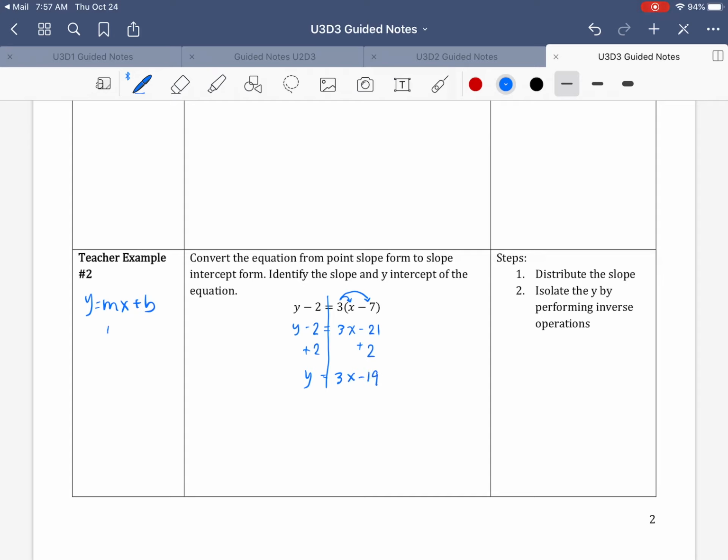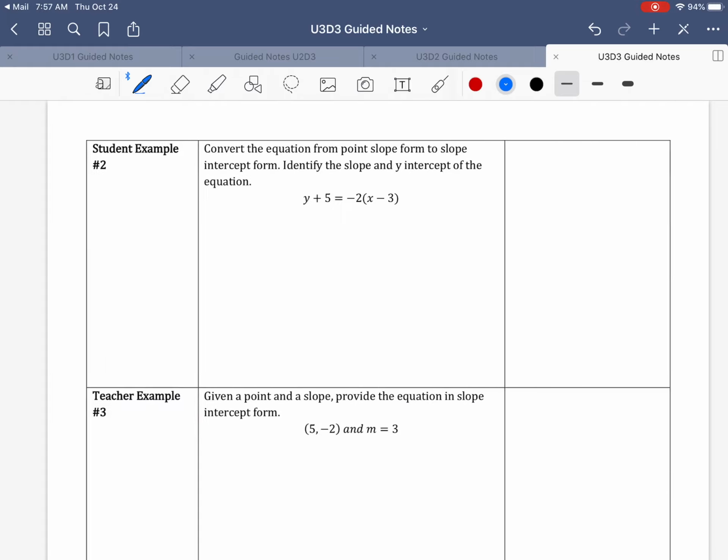Now we know that m is our slope, and b is our y-intercept. So here, m is going to equal 3, and b will be negative 19. And that's our final answer. Take some time and try your student example number 2.